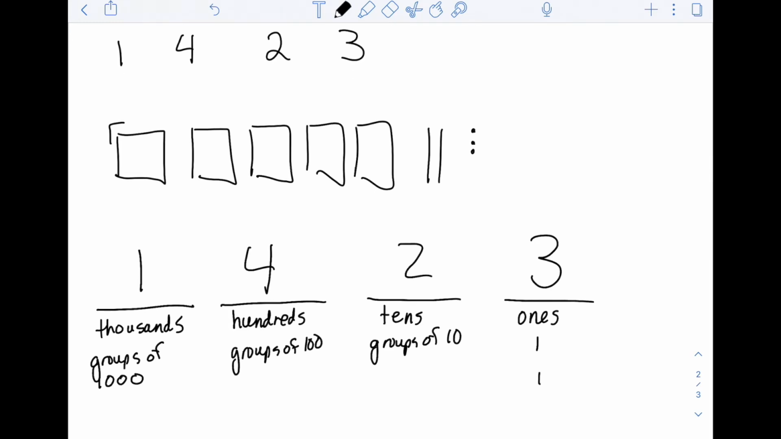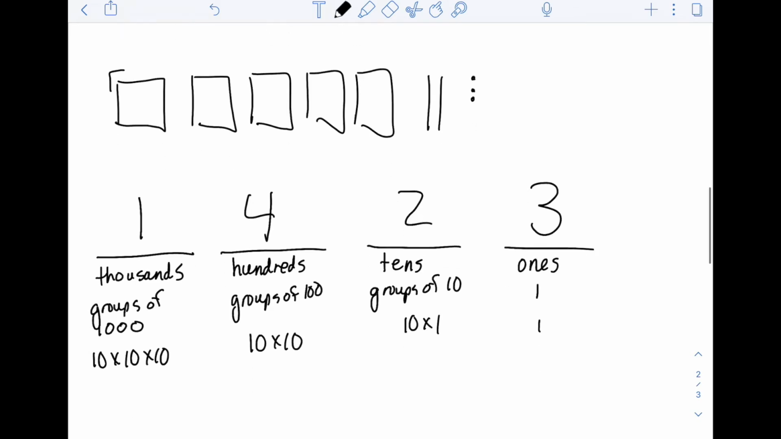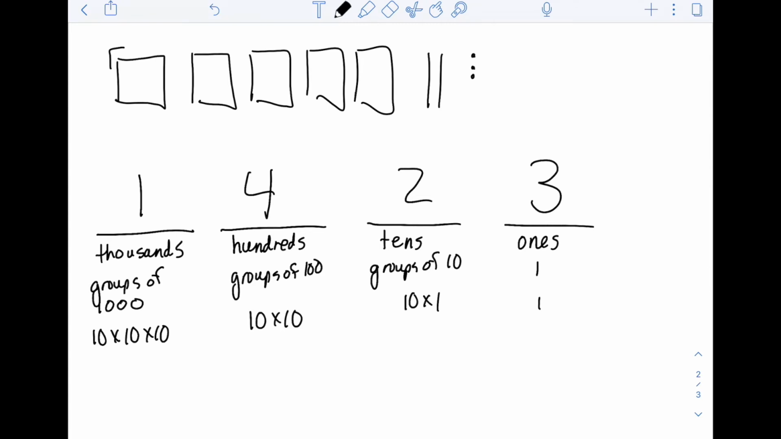The 1 was just a single. The 10, we represented it as a 10 by 1 object. The flat, the 100, was 10 by 10, and the thousands were 10 by 10 by 10. We can write these as the 10 by 10 by 10 becomes 10 cubed. 10 times 10 is 10 squared. That was a square object that we made. 10 times 1 is 10 to the first power, and 1 is just 10 to the 0 power.